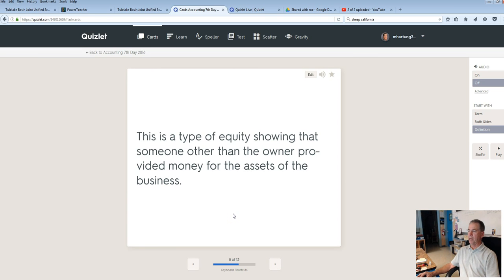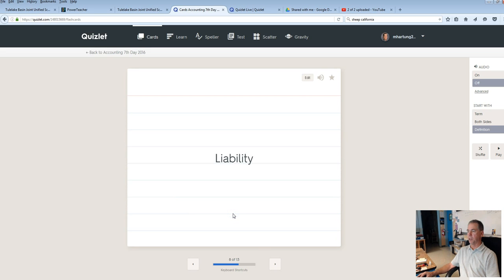This is a type of equity showing that someone other than the owner provided the money for the assets of the business. Starts with an L. Liability.